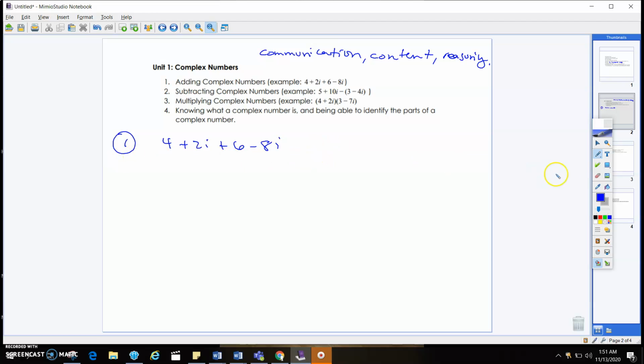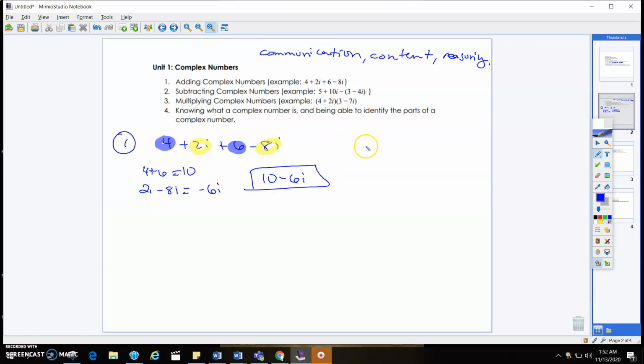So if I'm going to add, I'm probably going to use some color. I'm going to say 4 plus 6 and 2i plus negative 8i. 4 plus 6 is 10, and I can write this out. And 2i minus 8i is going to give me negative 6i. We always write real first and then complex.